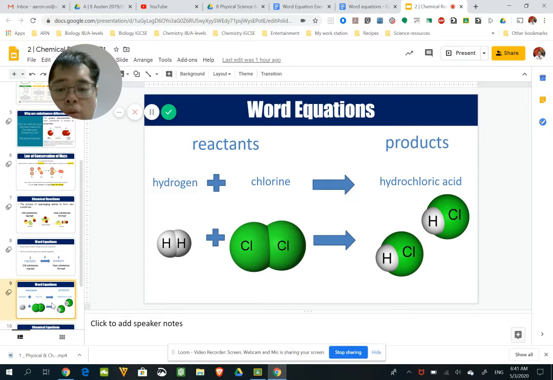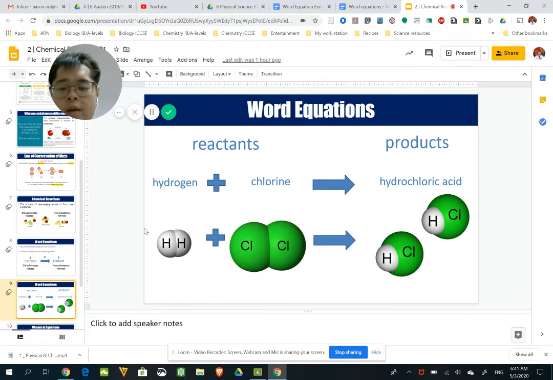Your reactants: you have hydrogen gas reacting with chlorine gas to produce hydrochloric acid. Notice that your hydrogen here is made up of two atoms. Remember, we mentioned atoms being the particle of an element. So you got to look at this very, very carefully. And we have chlorine too as well. So H2 and Cl2 gives you two of HCl.